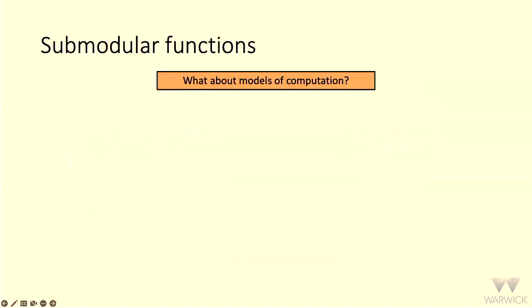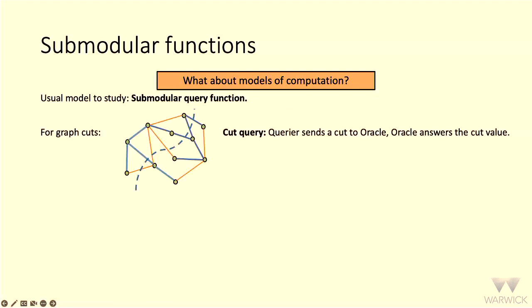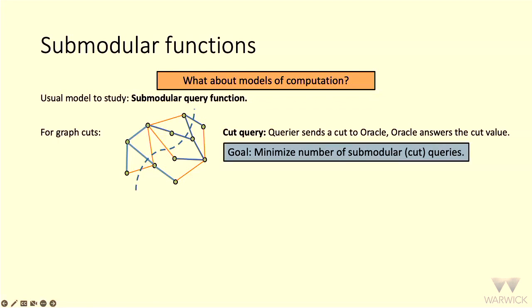Okay, so what about the models of computation? The usual model to study over here is the query model, in the sense you have an oracle to which you just query what is the value of the submodular function on this set, and it will give you the value, and you want to minimize the submodular function. So for graph cuts, it's good to just think of it as you are allowed to ask cut values. This is called a cut query, and the goal is to minimize the number of cut queries.